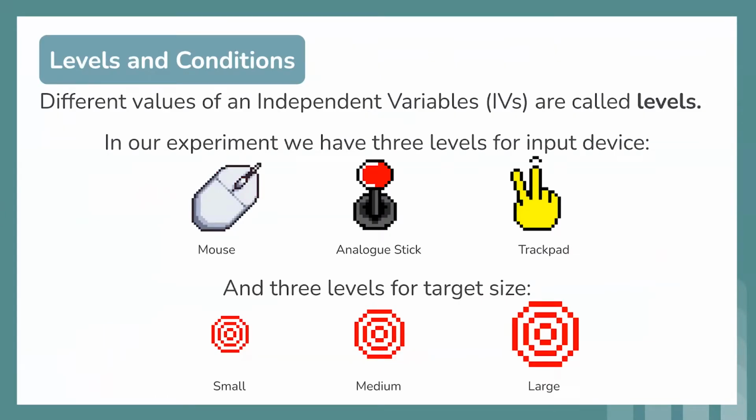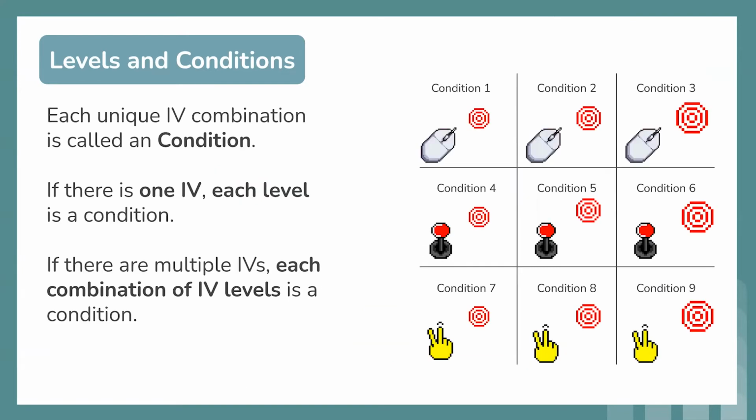The different possible values that an independent variable can have are called levels. In our experiment, we have two independent variables. The first is the input device used, and there are three levels: a mouse, an analog stick, or a trackpad. The second independent variable is the target size, and again we have three levels: a small target, a medium target, or a large target.